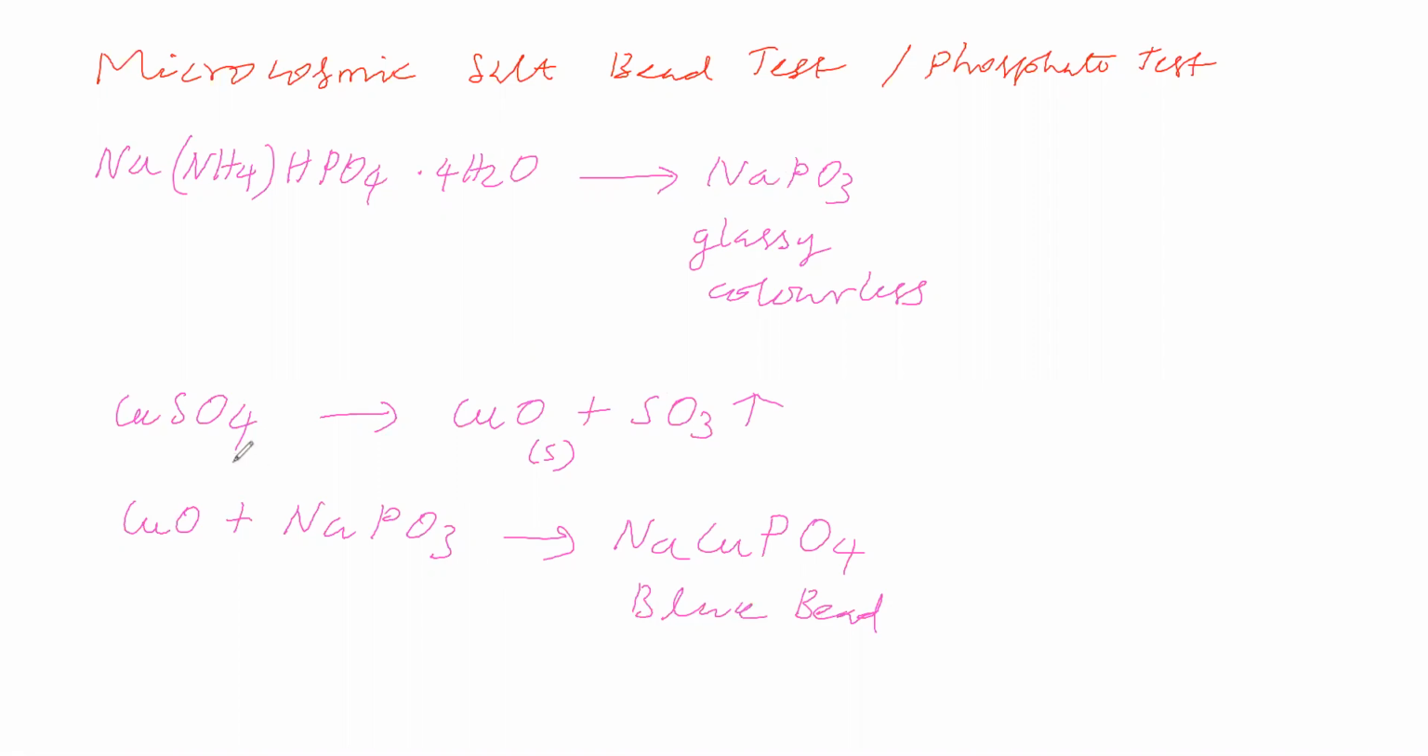So copper salts give a blue bead in the microcosmic salt test. This is about the microcosmic salt test. We discussed the preliminary test for salts. It is called a preliminary test in the sense that it gives just an idea that the given salt may contain such and such cation or such and such anion.